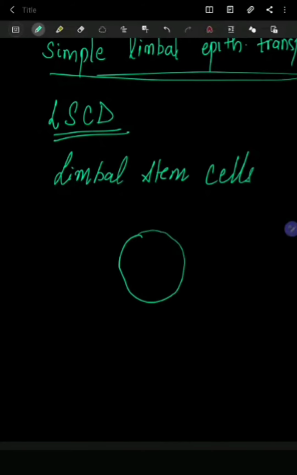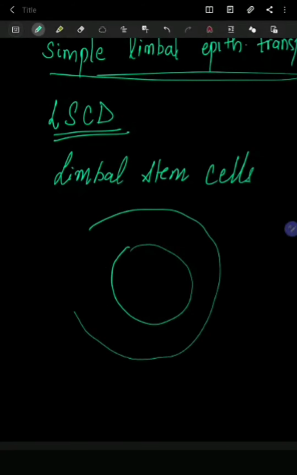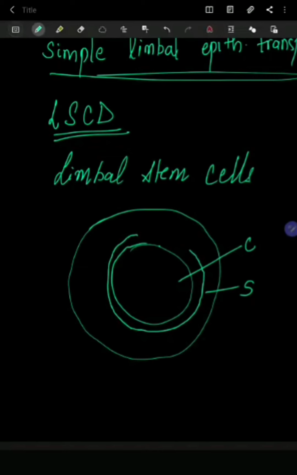So this is our cornea. It is a little rugged, let me make it circular. This is a cornea, and the sclera starts here. Let's assume that this is cornea and this is sclera. So now there is a transition zone between cornea and sclera. We know that the lamellae in the cornea are arranged parallelly, while in the sclera they are arranged randomly. So this is a zone of transition which we call the limbus.